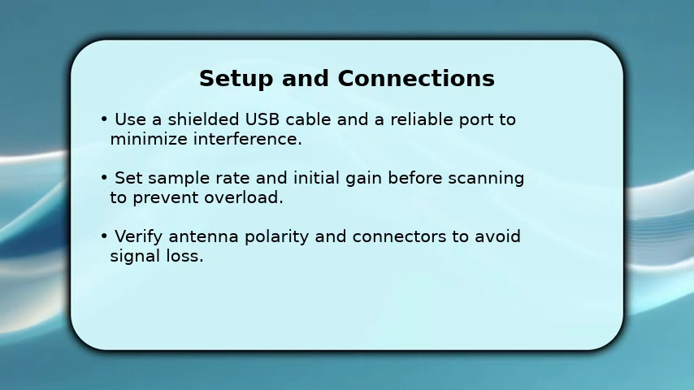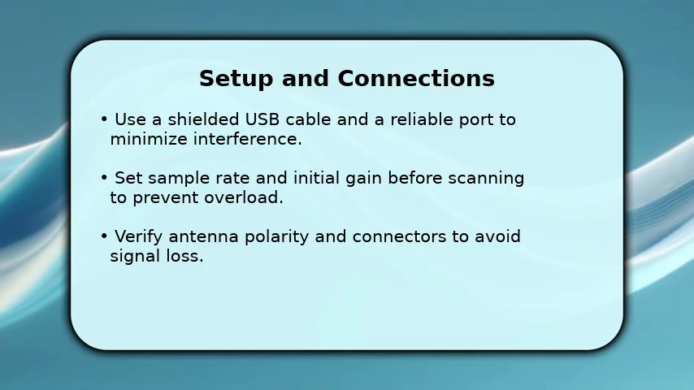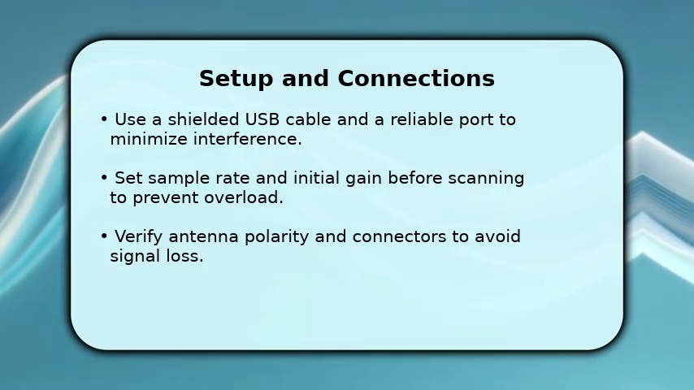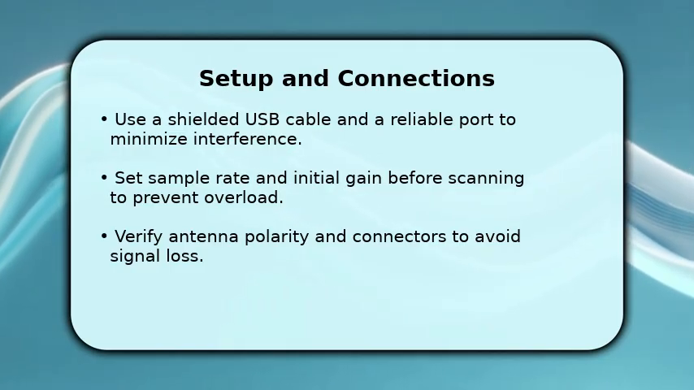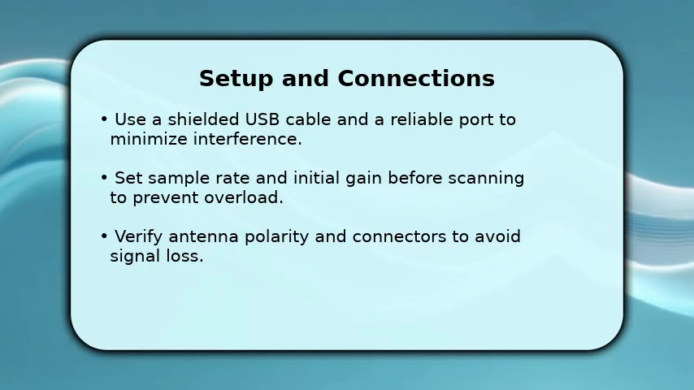Start by powering the Kraken SDR with a reliable USB port and use a shielded cable for best performance. Open your SDR software, select Kraken as the input, set sample rate to 2.4 MSPS or what matches your antenna, and set initial gain low.